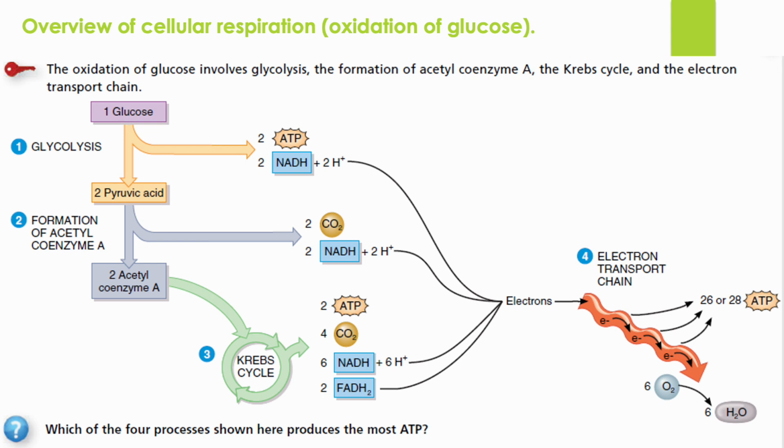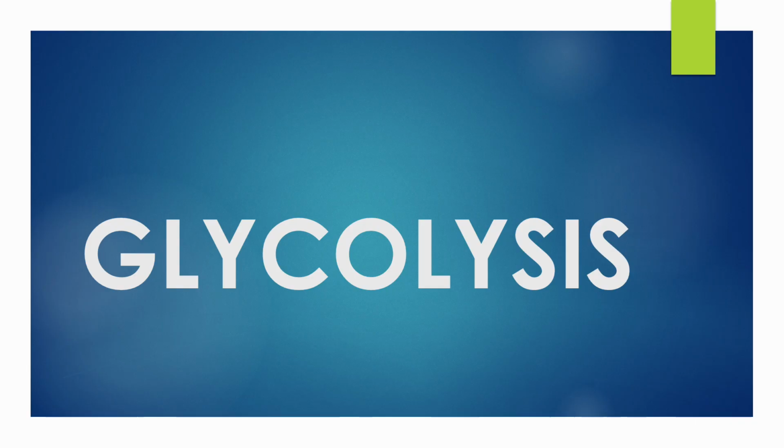Then the pyruvic acid will turn into acetyl coenzyme A. This process is called formation of acetyl coenzyme A. And the third reaction is called the Krebs cycle. And then the fourth reaction in cellular respiration is the electron transport chain. Now let's dive in more depth on glycolysis.